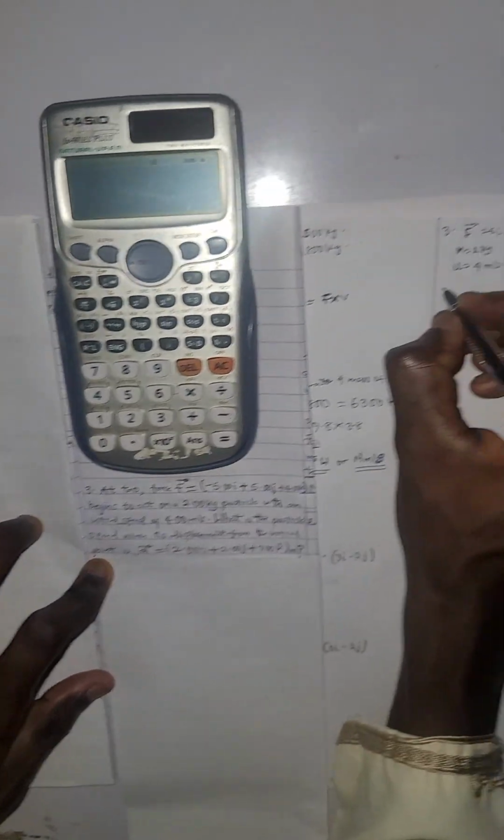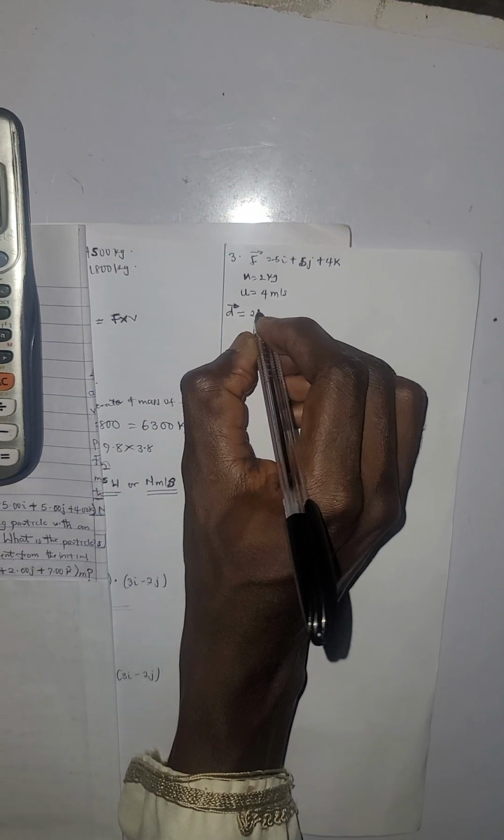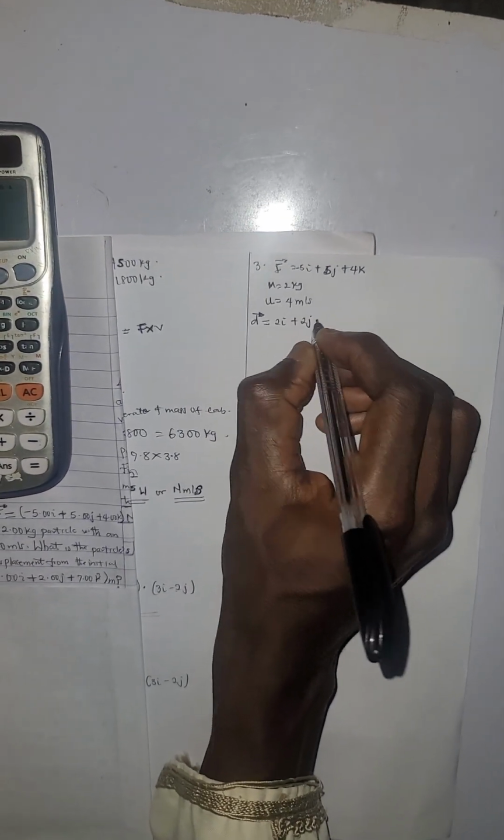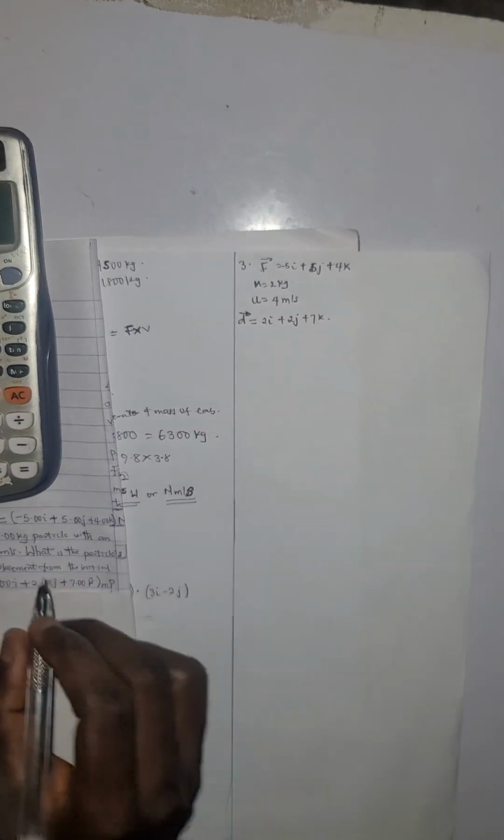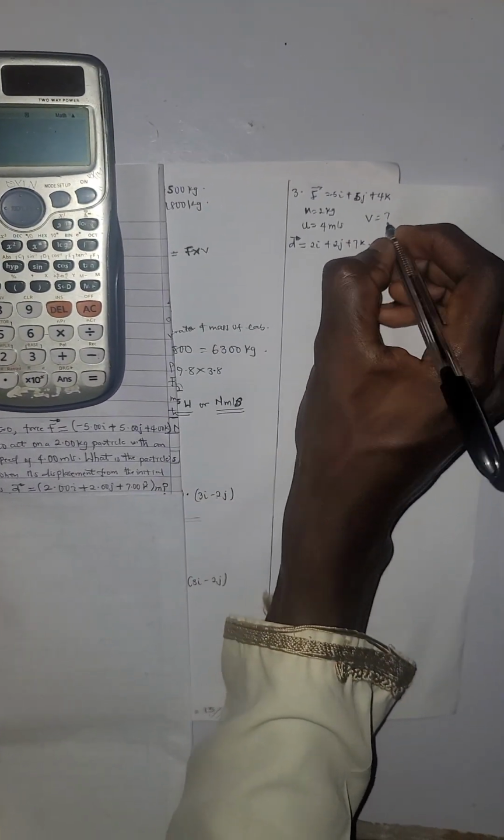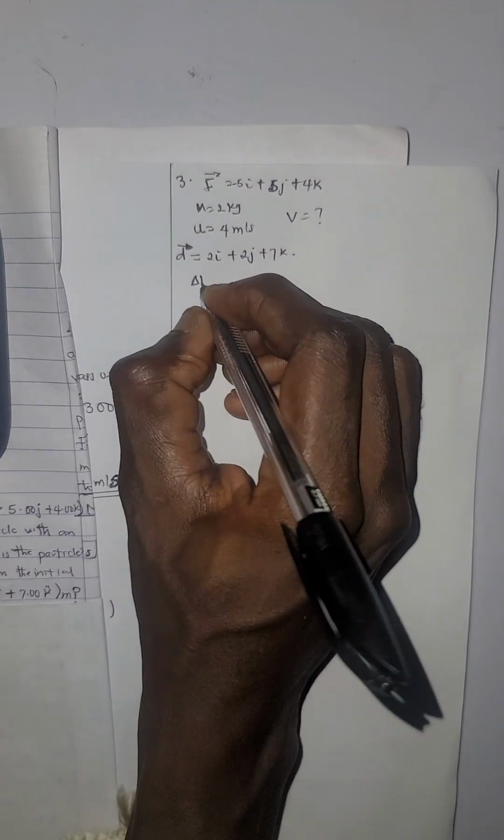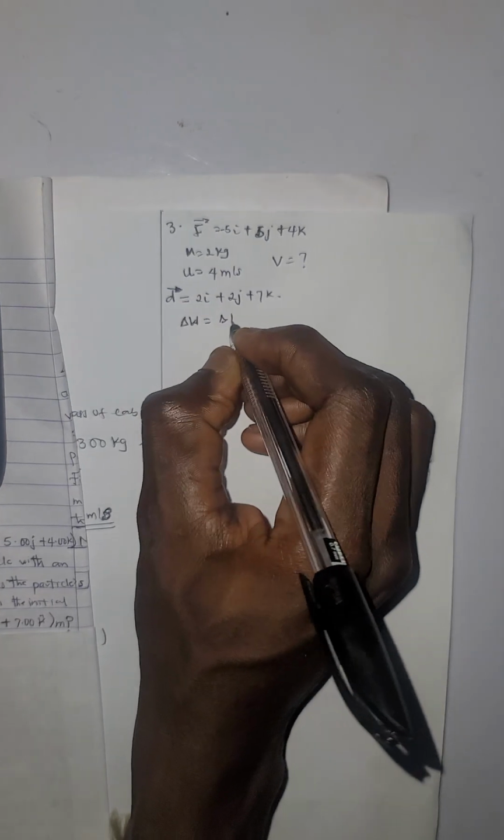Then they ask, what is the particle speed when its displacement from the initial point is this? Displacement d in vector form is going to be 2i plus 2j plus 7k. They said what is the particle speed? It's like the final velocity, unknown. From one of the definitions when we are talking about work done, we said that change in work done will be equal to change in kinetic energy.